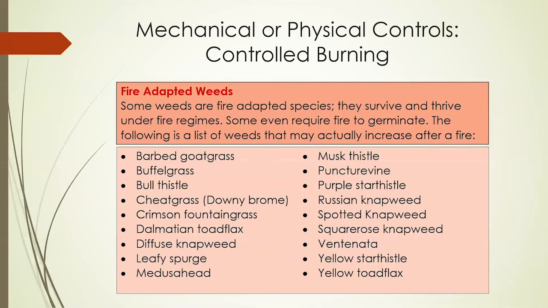So here's just a quick list of some fire adapted weeds. These survive and thrive under fire regimes, and some even require fire to germinate. These are weeds that may actually increase after a fire. And you can notice it's all of our little problem children here. We've got cheatgrass, knapweeds, medusahead, some thistles, ventenata, which is another problem child, and yellow starthistle. So fire isn't always a good solution, and it's got a whole series of things you have to be very, very careful with.